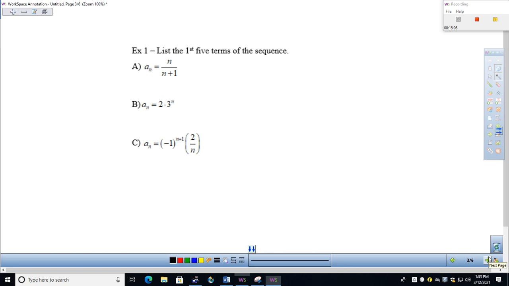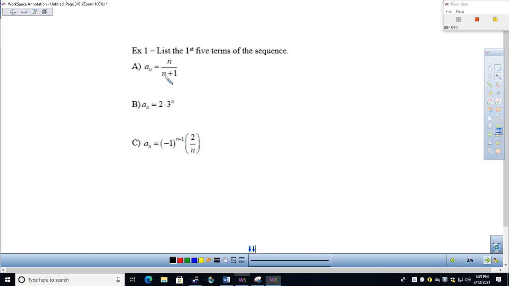All right, let's get on to the next piece and just start out with the very basics. So these would be examples of explicit formulas for a sequence of numbers. So again, instead of y equals, it's a sub n equals. And instead of an x as our input, as you can see, it's n as our input.